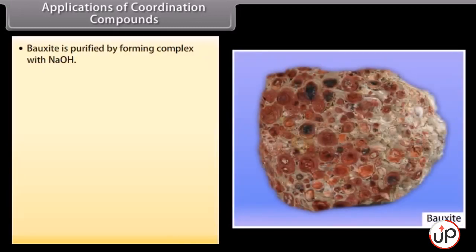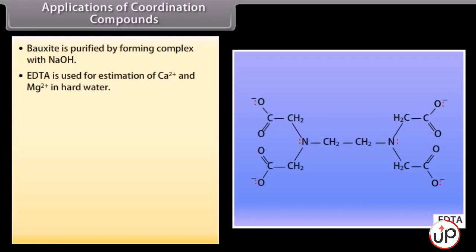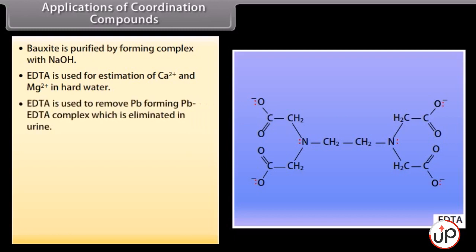Applications of coordination compounds. Some important applications of coordination compounds are the following. Bauxite is purified by forming a complex with NaOH. EDTA is used for estimation of Ca2+ and Mg2+ in hard water. EDTA is used to remove Pb by forming a Pb-EDTA complex, which is eliminated in urine.